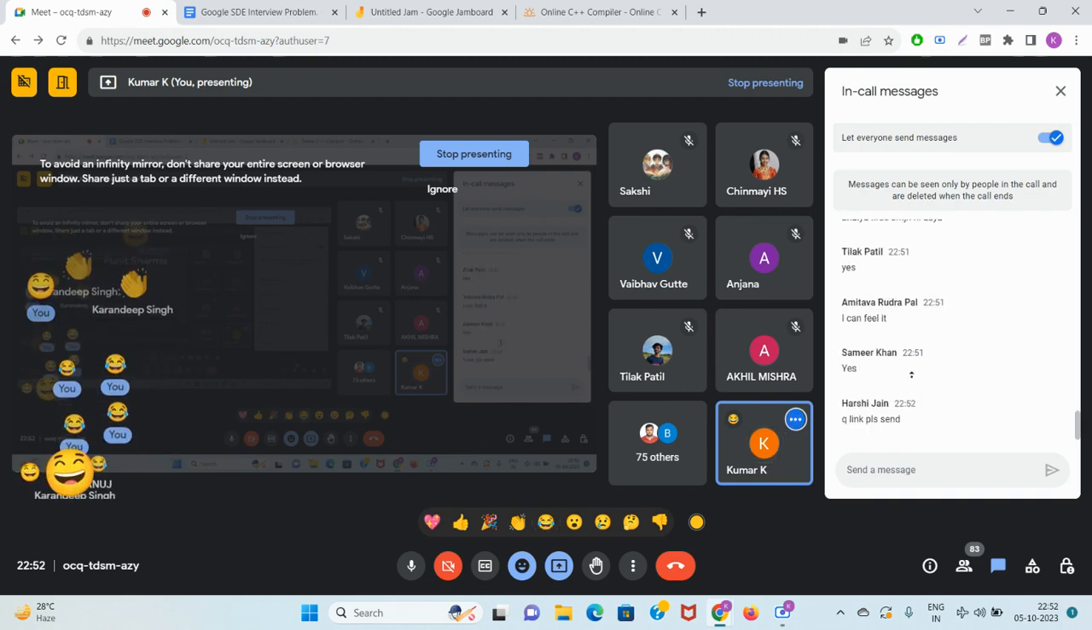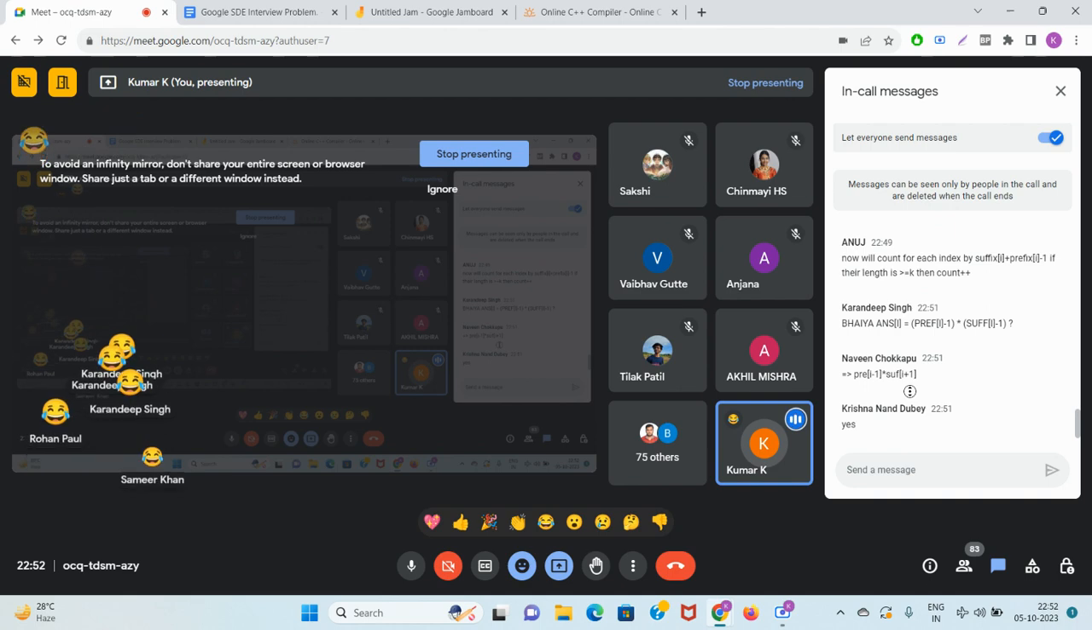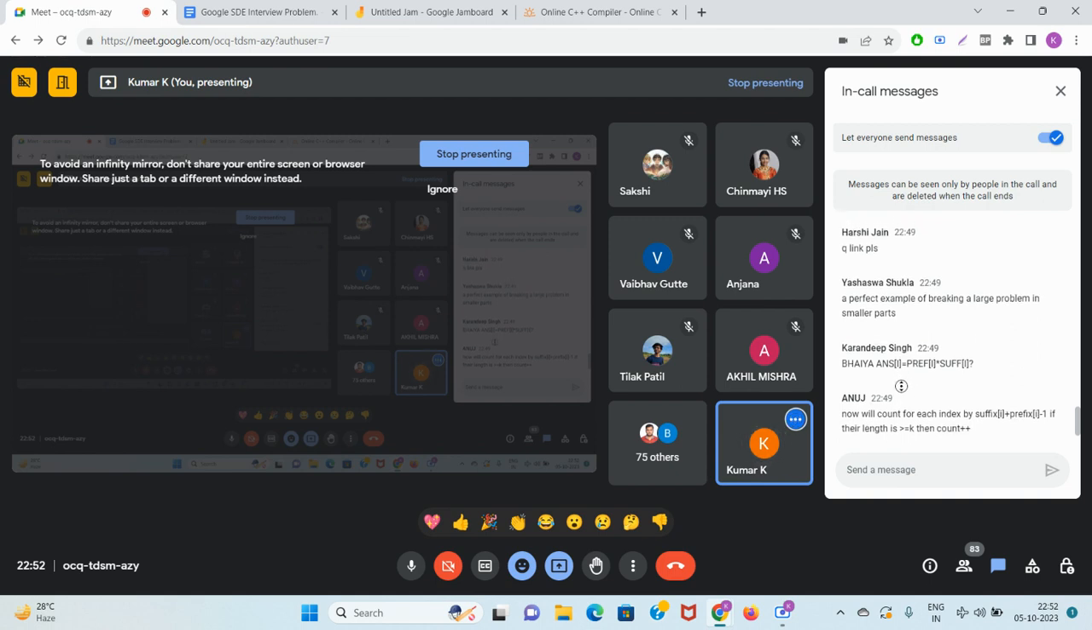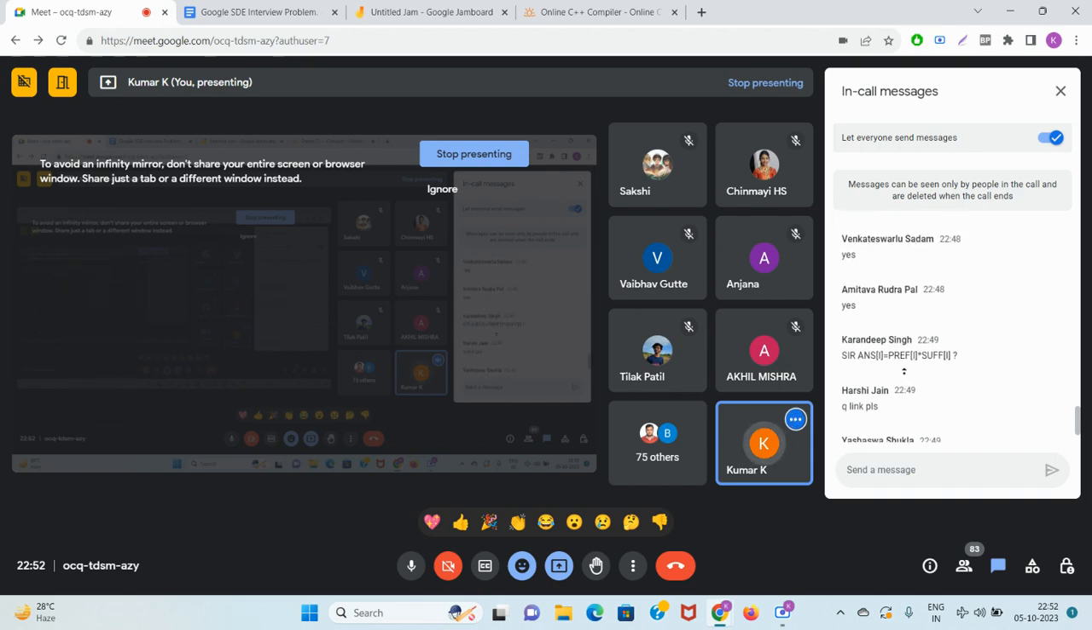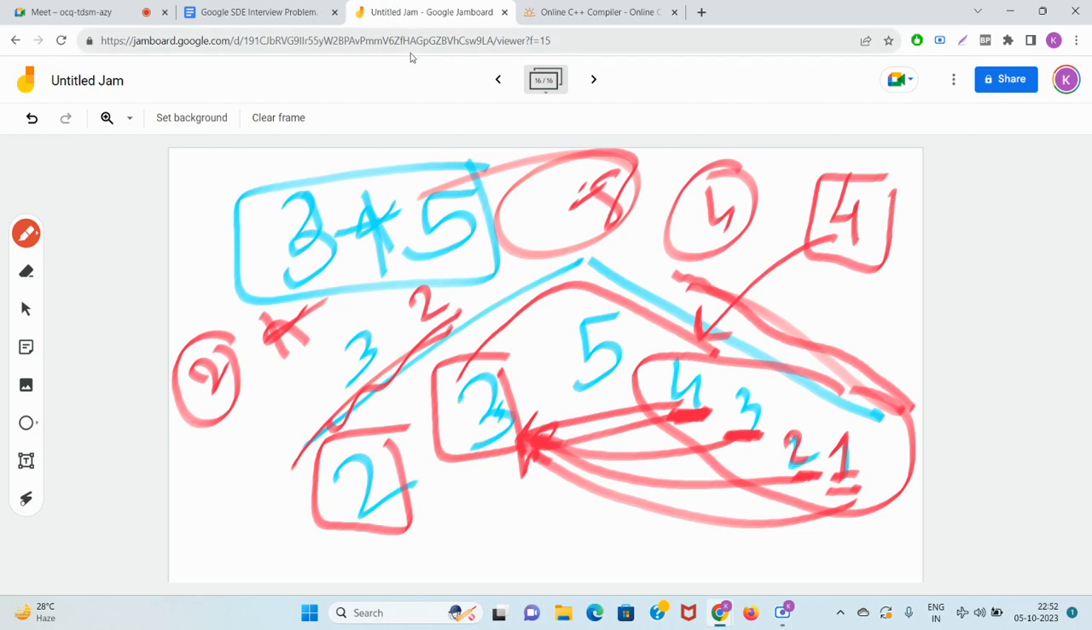Anyways, so guys, the trick is very easy. Prefix of I -1 into suffix of I -1. Clear guys? So guys, now नहीं guys, please, आपको माउंटेन के हिस्से बनाने हैं ना क्या?